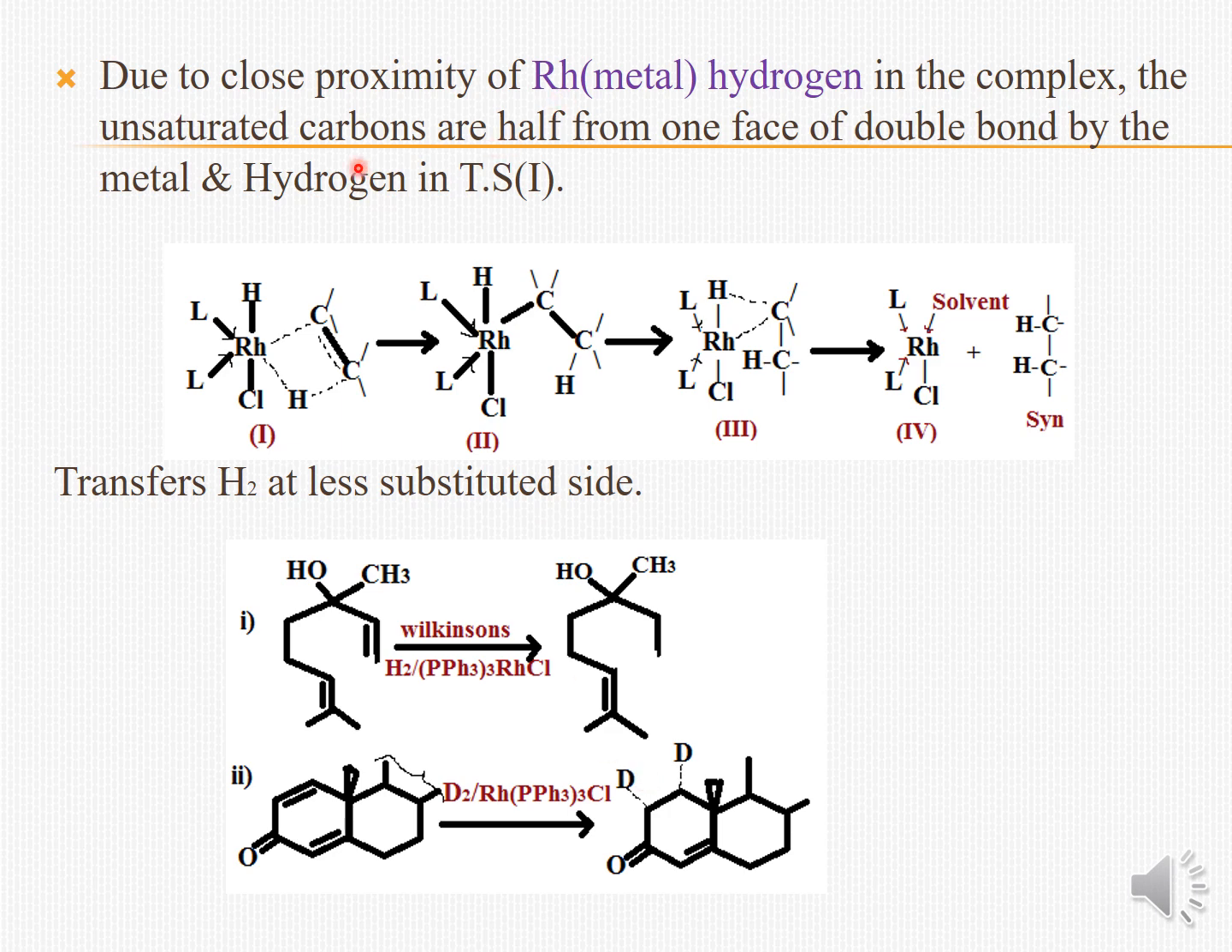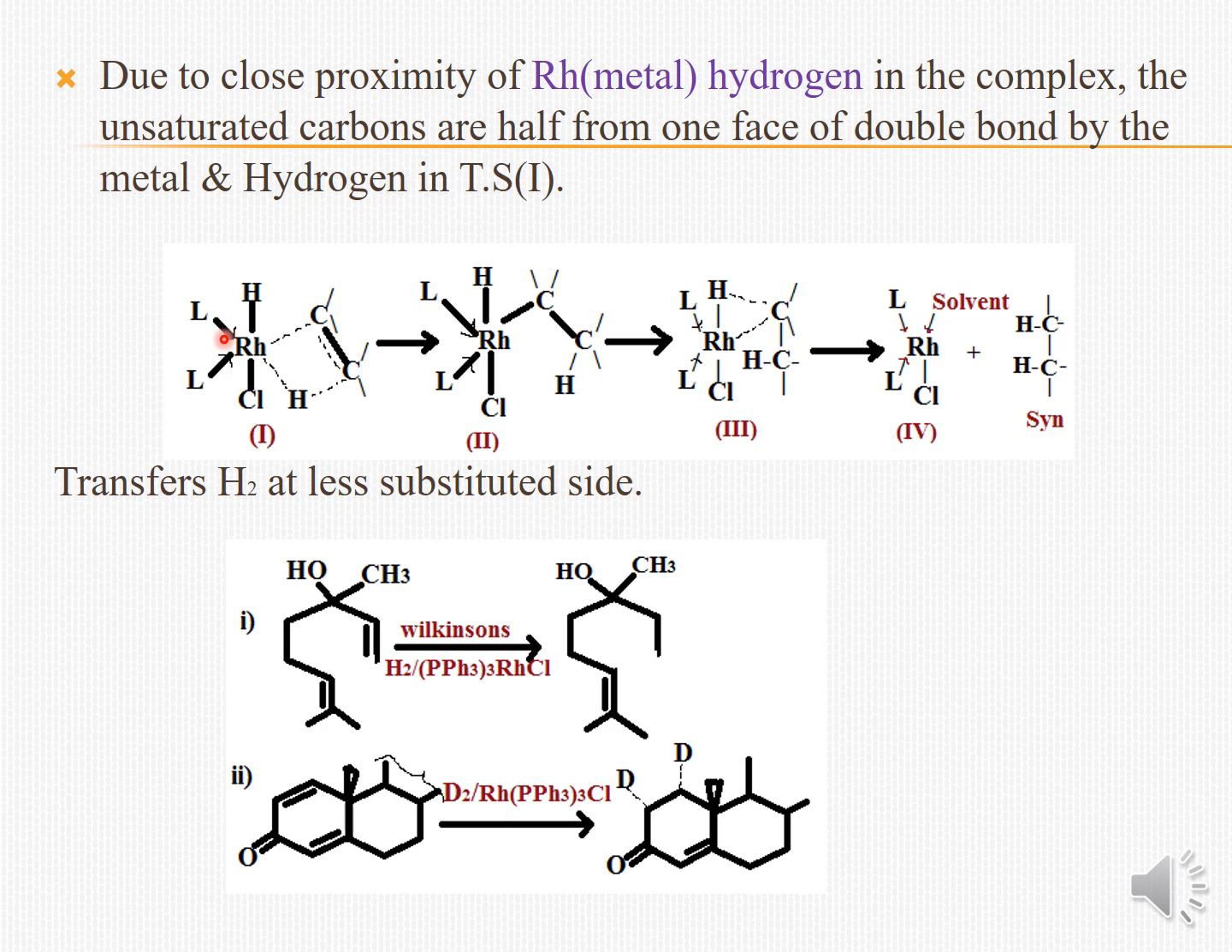Moving on to the next point. Here we are taking a transition metal complex, a rhodium catalyst, and an alkene. Upon treatment with deuterium and the rhodium complex, due to the close proximity of the metal, you are getting the meso product. Here we are taking an alkene, and in the first transition state it will show the half of the complex.